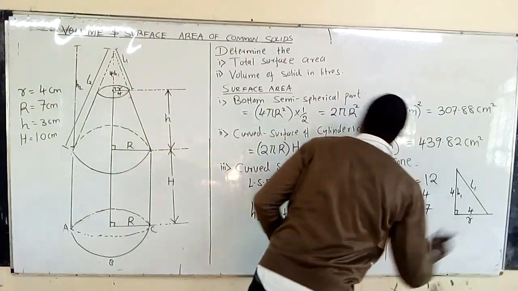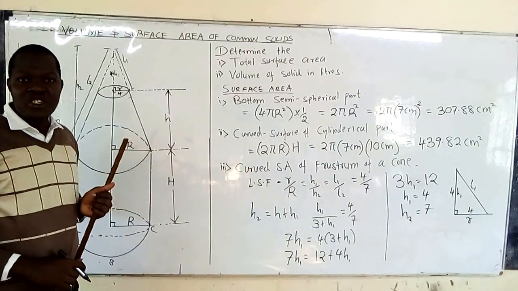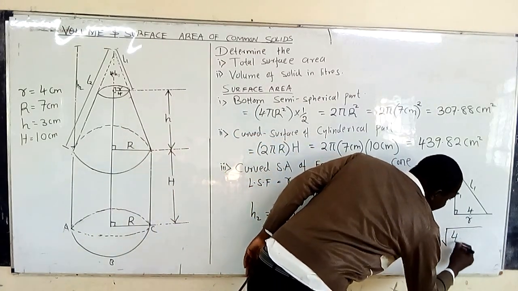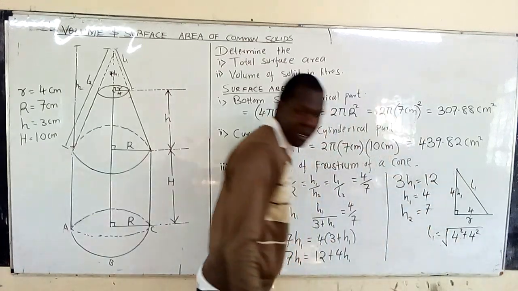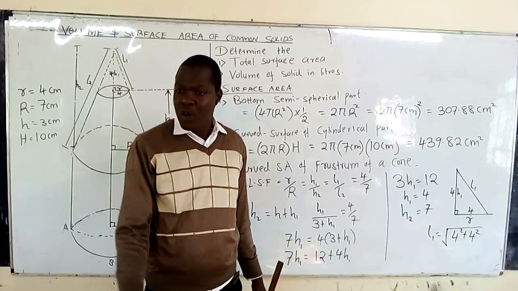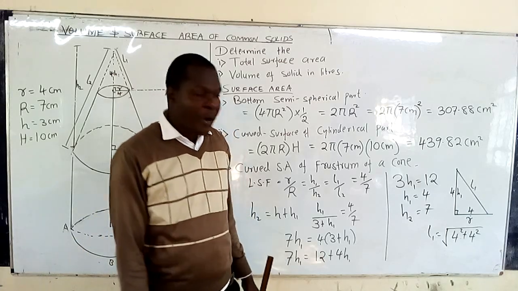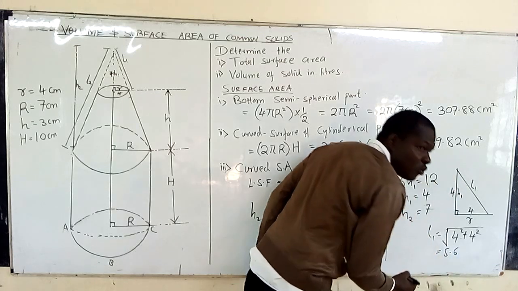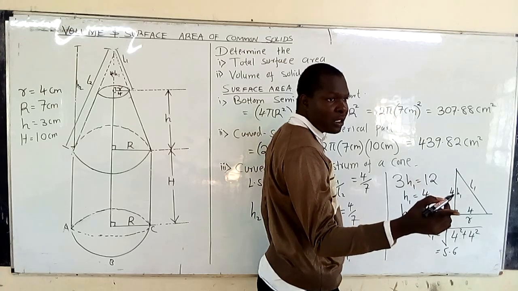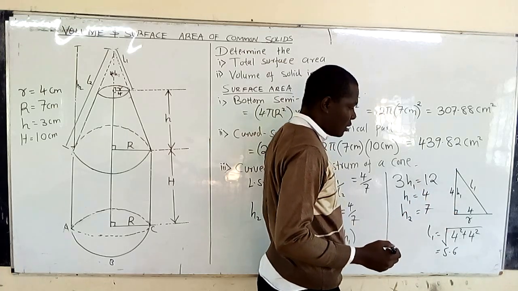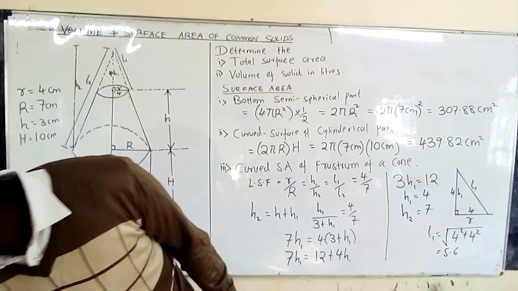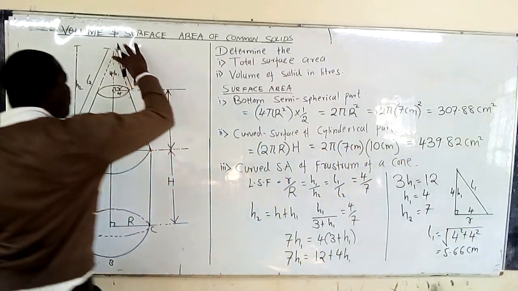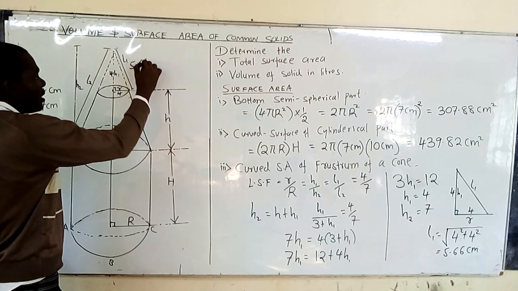So now what is this L1, this slant height, L1? It's the Pythagoras theorem. So you get L1 is square root of 4 squared plus 4 squared. That's the Pythagoras theorem. Yes. Square root of 32, 5.66 if you round it off. So 5.66 centimeters. So this small L1 is 5.66 centimeters.